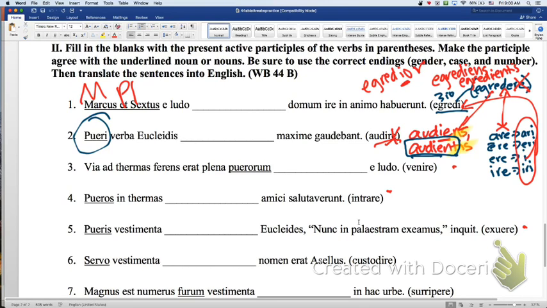What's it doing in the sentence? Nominative. Okay, so then I have to go over to this and think, what is third declension? I will get out my noun chart. What's third declension masculine plural nominative? ES, right? So your answer that goes right here is gradientes.